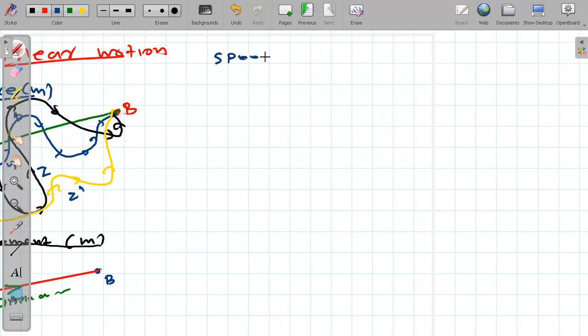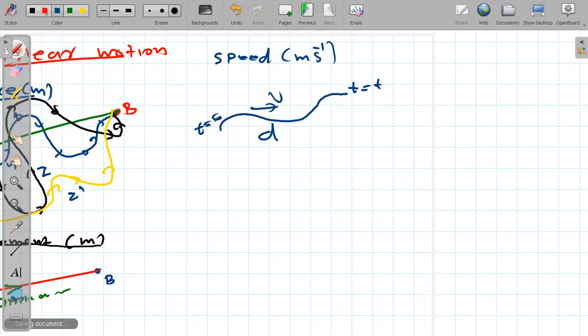Speed. Unit is m s minus 1. It is like you cover a certain distance. You start at time 0 and you finish at time t. So you have an equation: speed equals distance over time.